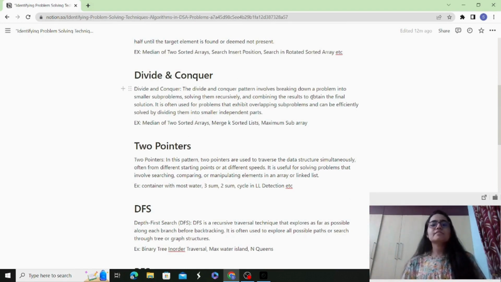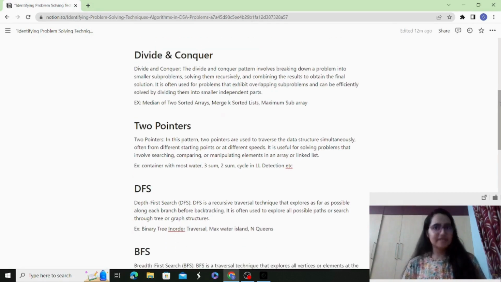So you combine the results. Basically, you're dividing a big problem into small chunks and then recursively combining the results of those smaller problems to obtain the final solution. It can be efficiently solved by dividing them into smaller independent parts. Some examples of divide and conquer are median of two sorted arrays, merge k sorted lists, maximum subarray. These are some coding problems you can practice for understanding the divide and conquer approach.